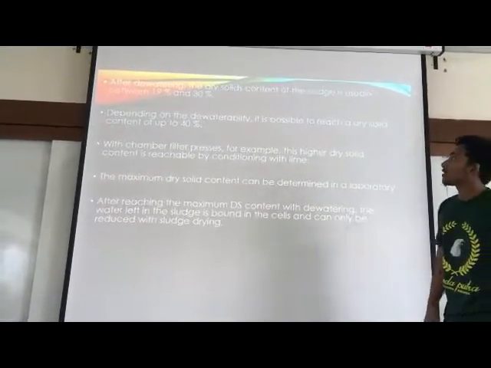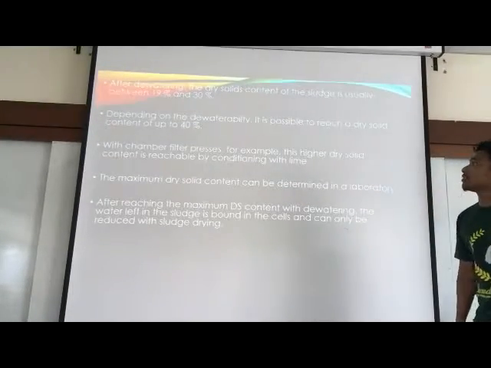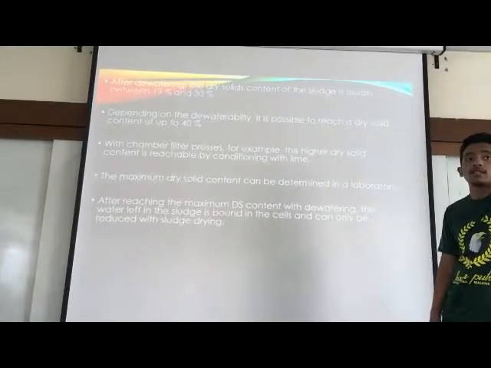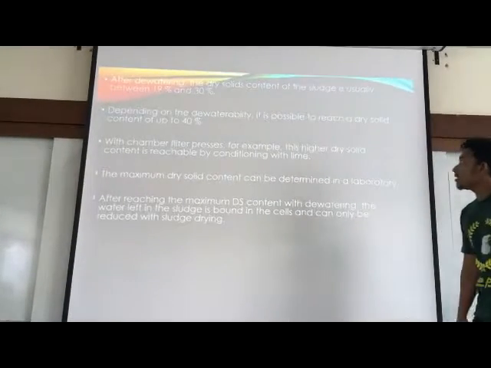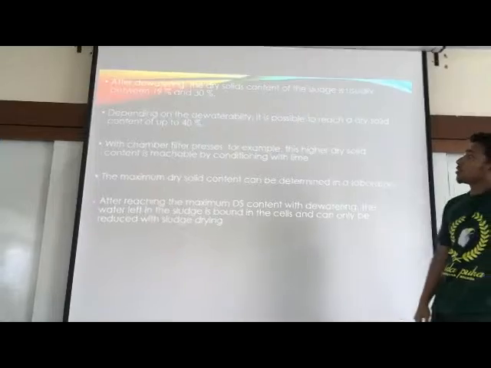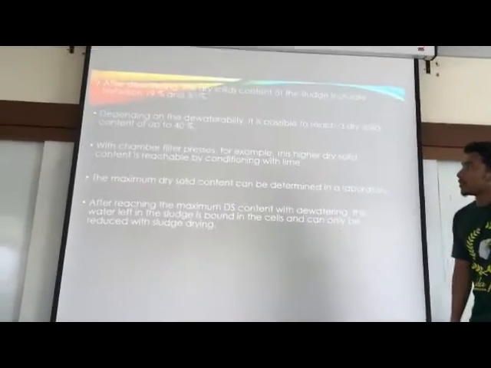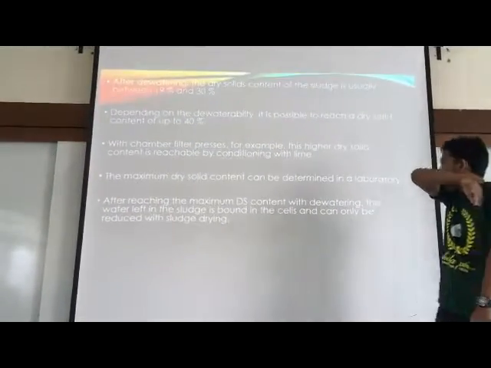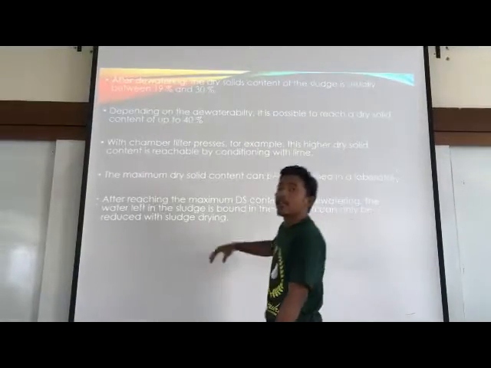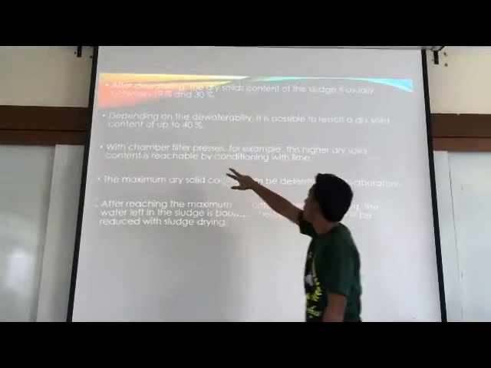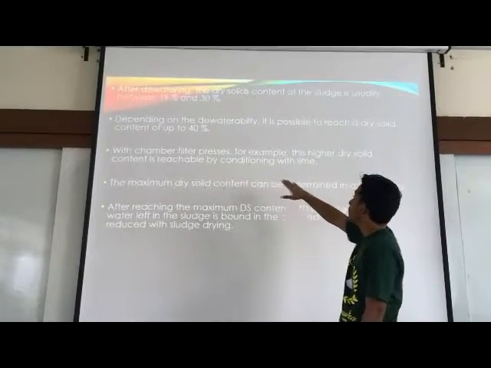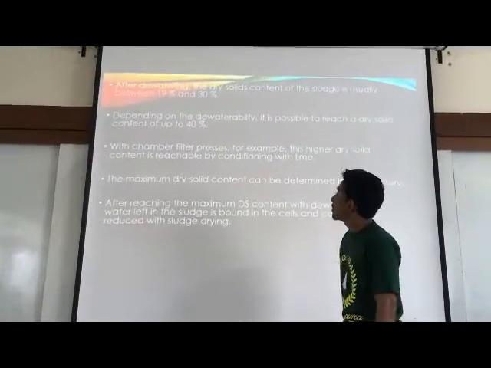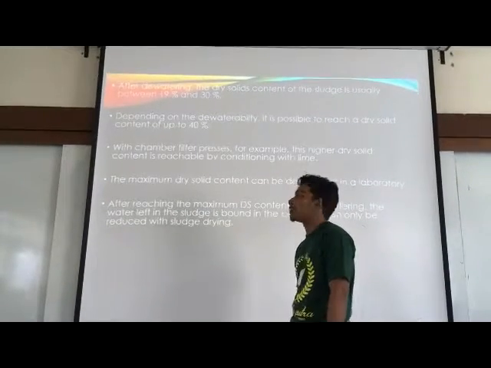After dewatering, the dry solid content of the sludge is usually between 19% and 30%. Depending on the dewaterability, it is possible to reach a dry solid content of up to 50%. One example of how we can achieve 50% is to use the chamber filter press process, which can get higher dry solid content.